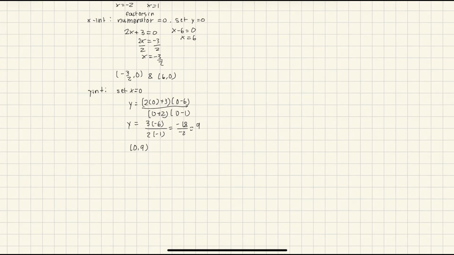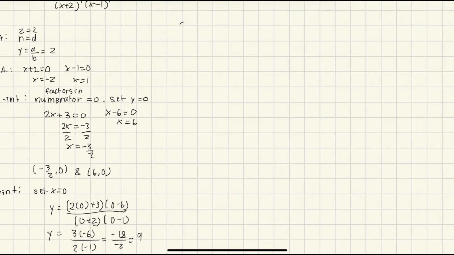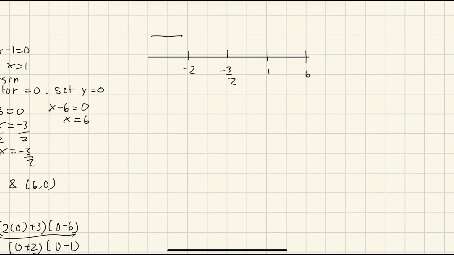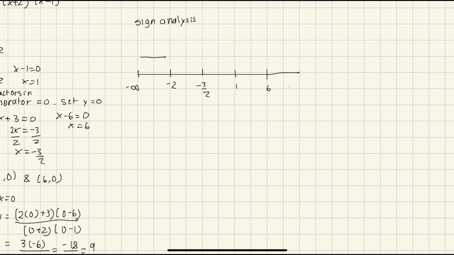Now after this, in order to find the domain, we have to create another sign analysis. To do sign analysis, you make a number line and mark the points. You have negative 2, negative 3 over 2, 1, and 6 here. So we're going to create fractions, substitute in random numbers inside of each interval we divided the line into, and test some points.